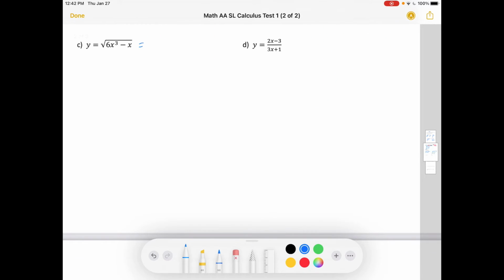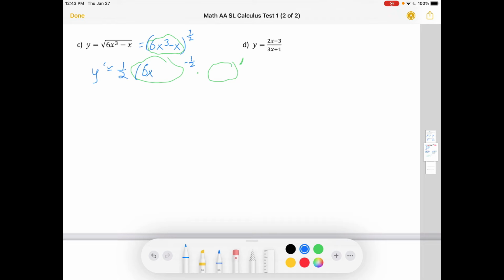Next one, 6x cubed minus x all to the half. Okay, that's what this means. In other words, it's a glob. It's a glob to the half. So as I differentiate, I'm going to have 1 half glob to the negative 1 half times the derivative. There we go. Okay, so pictorially, that's what's going on.